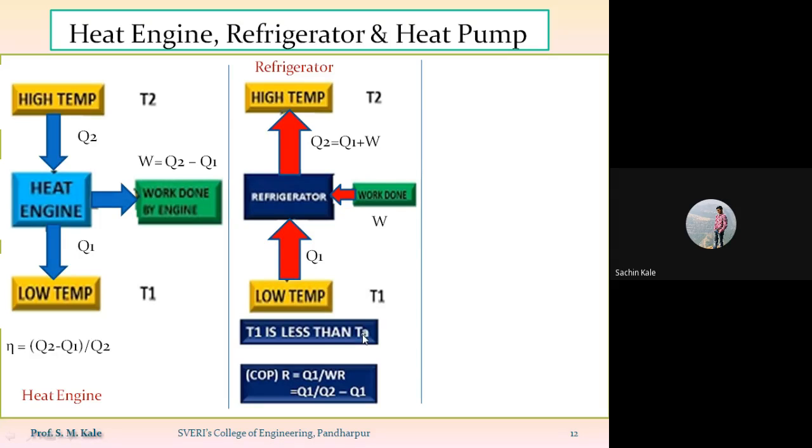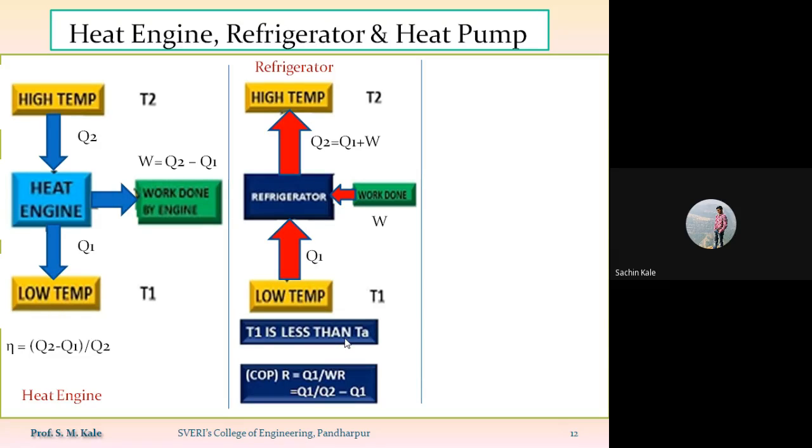T1 is less than TA. That means the temperature of the lower body, the substance we keep in the refrigerator, should be lower than the atmospheric temperature. That is our intention. So in case of refrigerator, our intention is how much amount of heat we are absorbing from a lower temperature body. And in case of refrigerator, the value of T1 should be less than the value of TA.